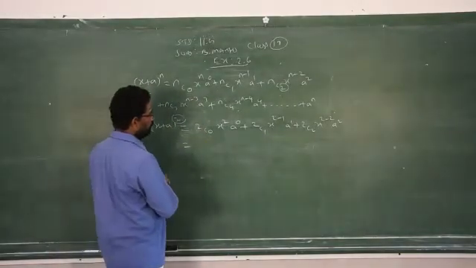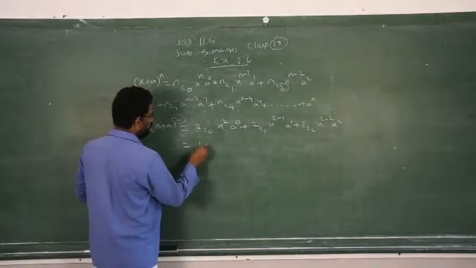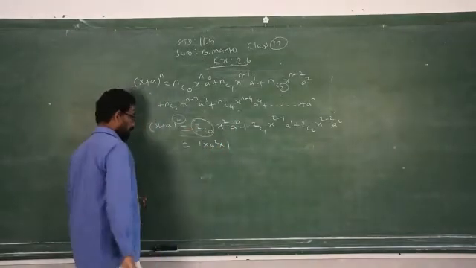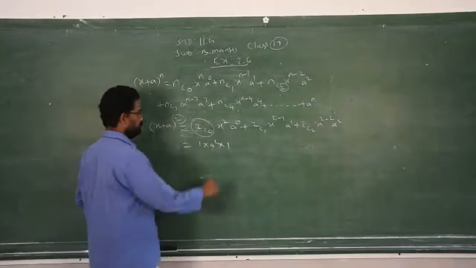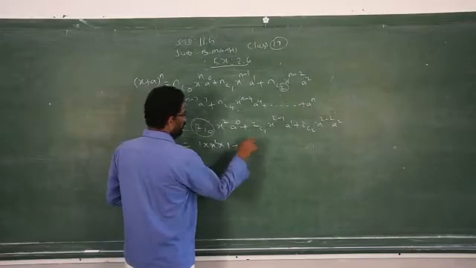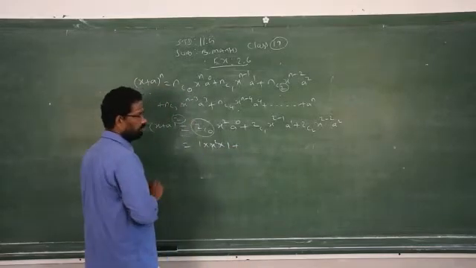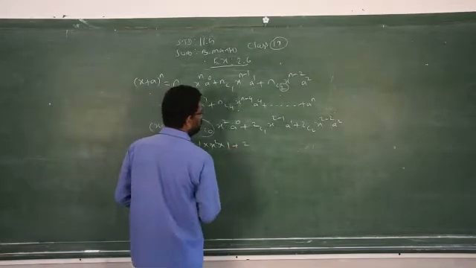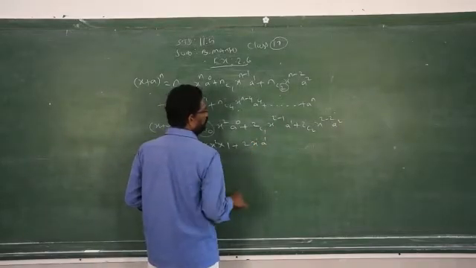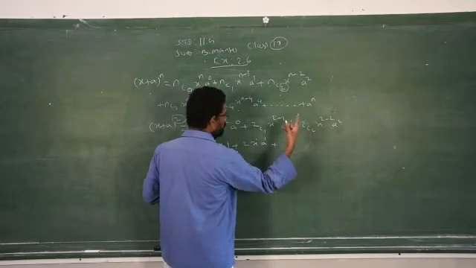Now 2C0, what will be the answer? 1 into x square into a power 0, anything power 0 is 1. This formula nC0 is 1. That is x square. Plus, how do you write 2C1? Only one number you have to write, that is 2. x, a, 1, 1. Plus 2C2, that is 1.